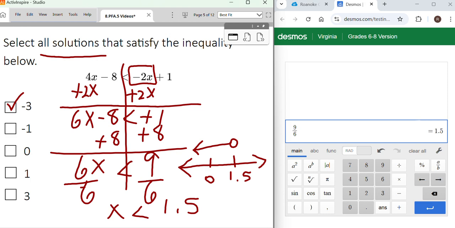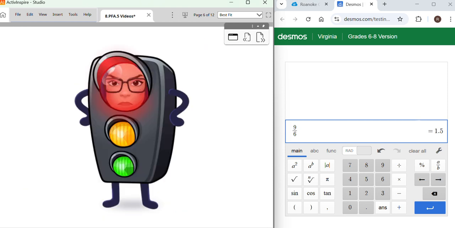Is negative 1 smaller than 1.5? It is. Is 0 smaller than 1.5? It is. Now I'm going to look at 1. If this is 1.5, then right here is a 1. Is 1 smaller than 1.5? It is. And then a 3 would be out here somewhere, so that is not a solution to this inequality. All right, that looks like where that stops.